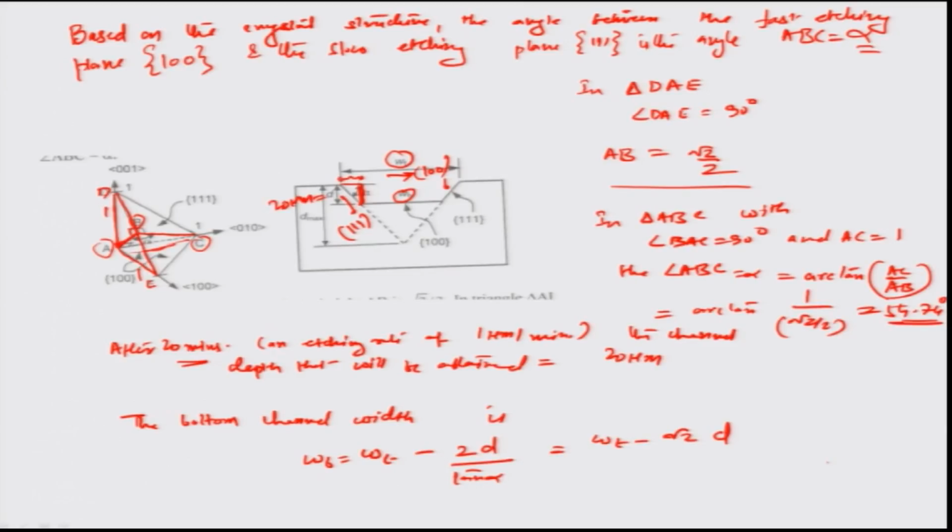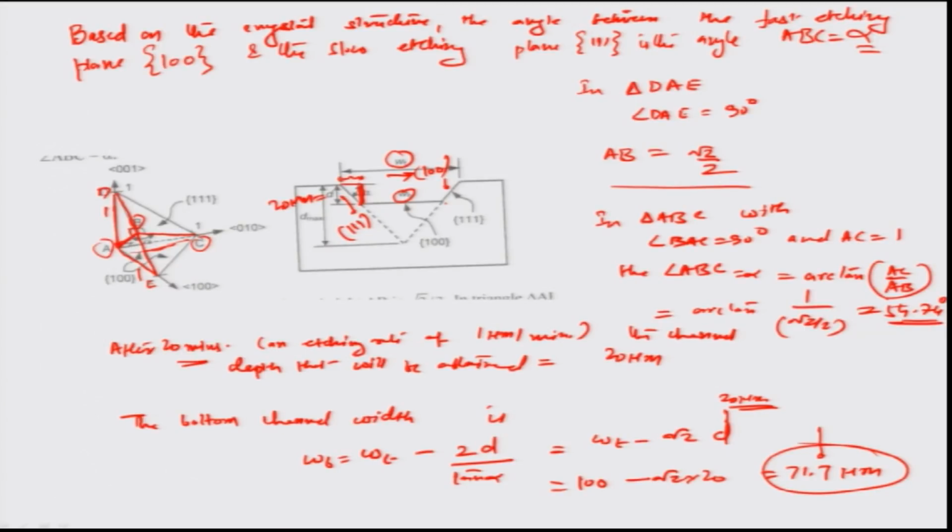If I substitute the value of Wt as 100 microns minus root 2 times 20 microns, which is the etch depth formulated by the etching rate at 20 minutes, this comes out to be equal to 71.7 microns. So that's how WB would be, about 72 microns, the lower channel, the bottom channel width.